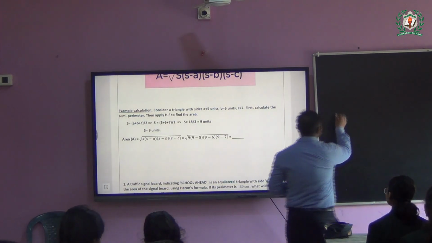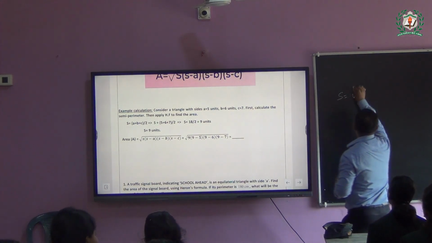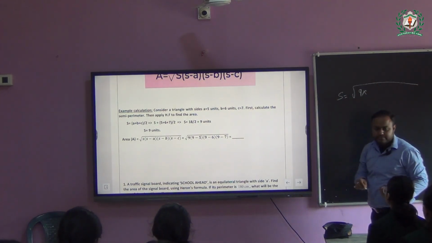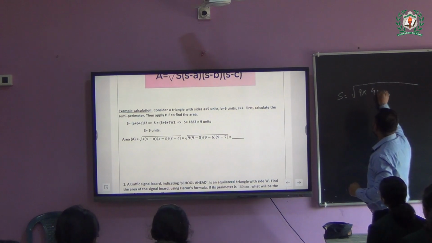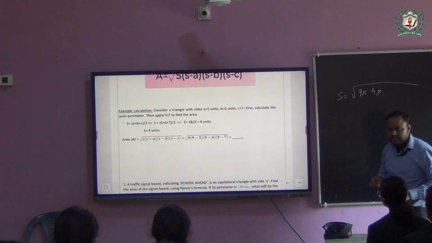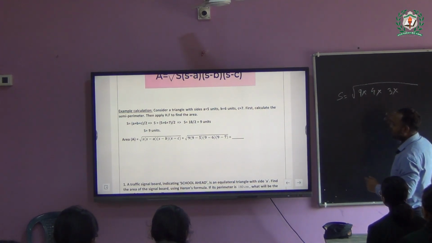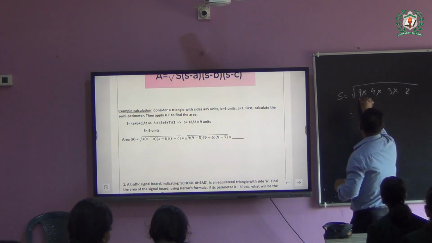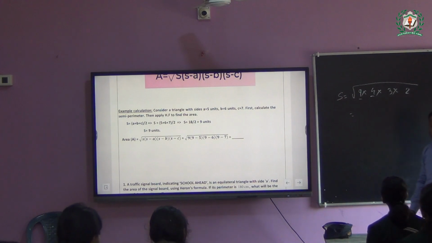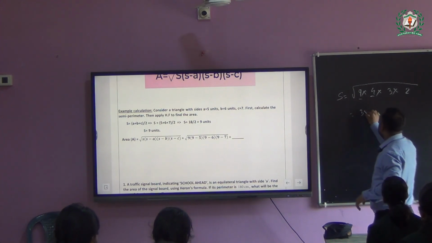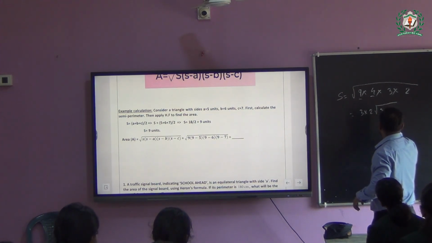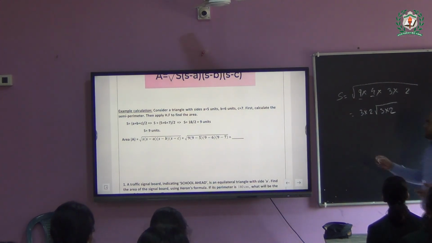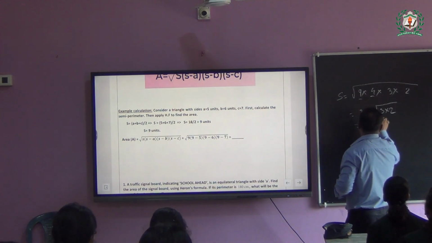That means, as we know, S equals under root 9 into 9 minus 5, that is 4. Then 9 minus 6, that is 3. Very good. 9 minus 7, that is 2. So you see these both are perfect square numbers. So we can say 3 cross 2 under root 3 cross 2. So very simple, that is 6 root 6.